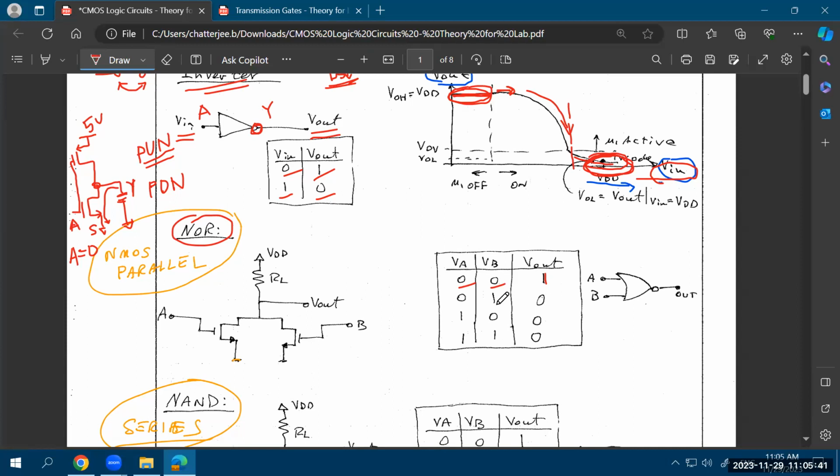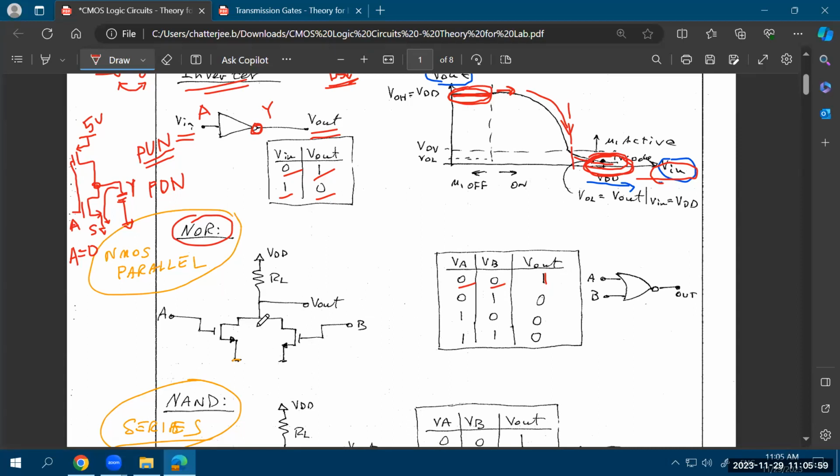So what is an OR gate? The output will be 0 when both the inputs are 0. The output will be 1 when any of the inputs is 1. That's an OR gate. The inverted version of an OR gate is a NOR gate. So that's how the truth table of the NOR looks. So how do you design the NOR gate?